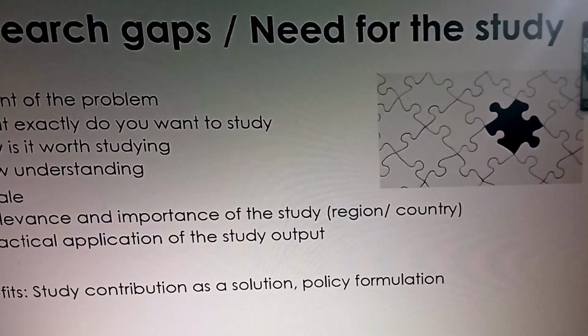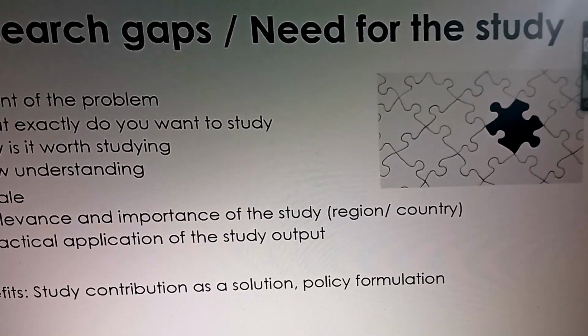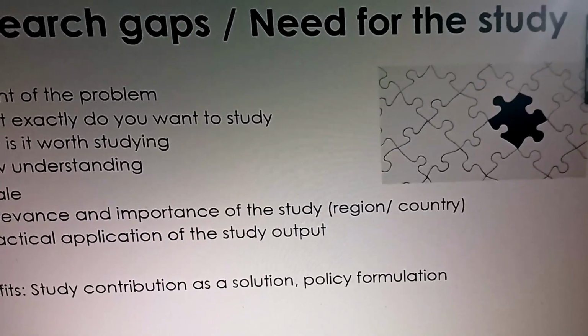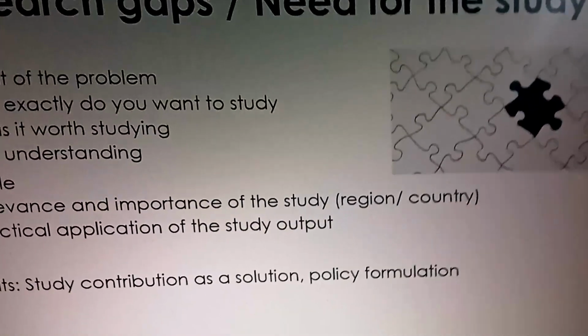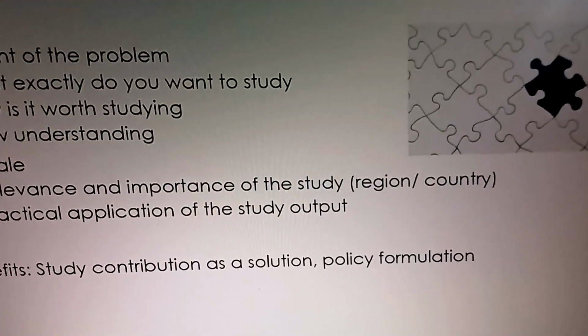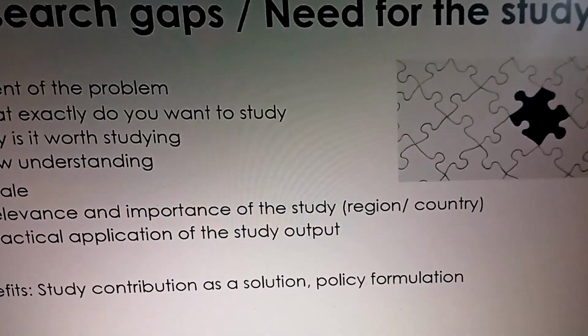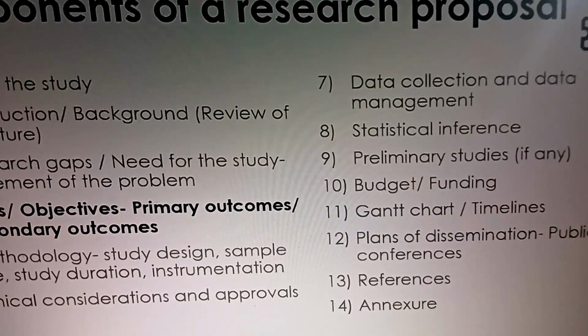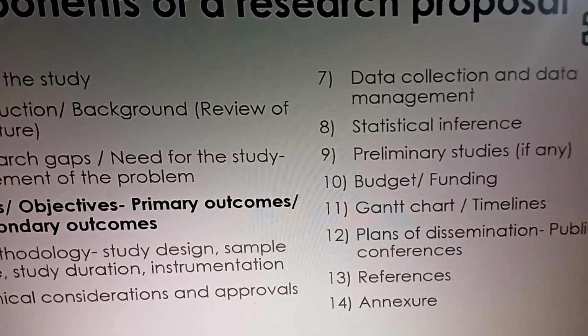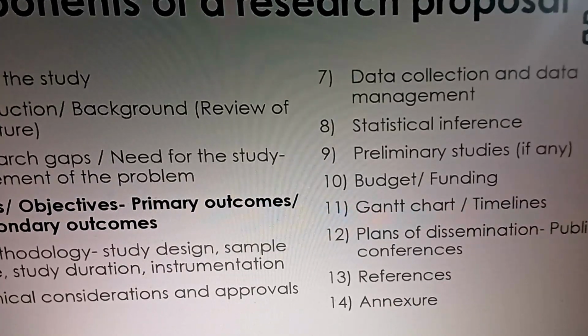And again, the benefits from the study can be a contribution to a solution to a problem or to policy formation. That has to be very nicely written in the research gap or need of the study. Coming to the fourth point, that is the aim and objectives, which should include the primary as well as the secondary outcomes.